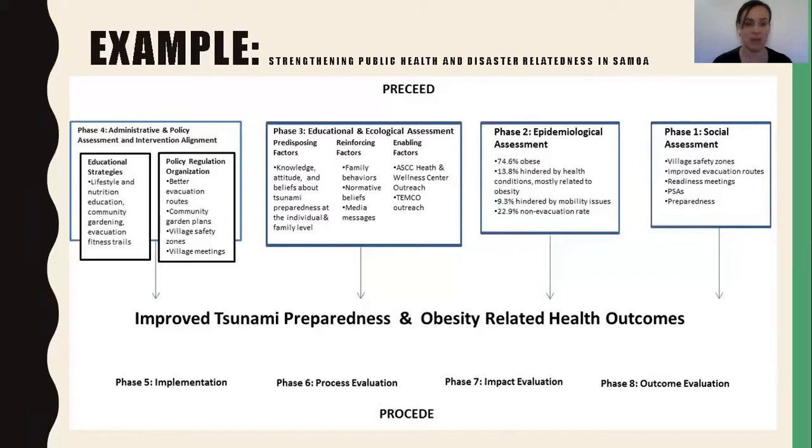We need to have safety zones. So if you're getting out of its path, where do you go? And then village meetings. How are we going to take this information and get it out to people? And then community gardens, so we can have fresh fruits and vegetables that are not prohibitively expensive for people to eat. So lifestyle and nutrition, we need lots of education for people, and we need a lot of community planning and things like that. So these are the educational strategies, and then policy, regulation, and organization that we're going to need in order to impact the factors and then ultimately impact the outcome of what we want.